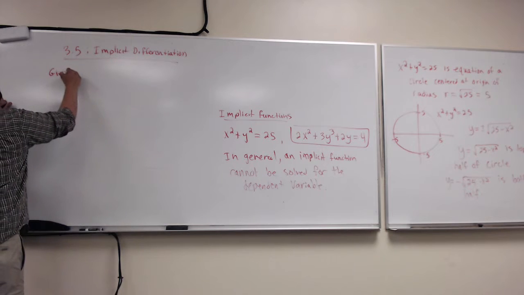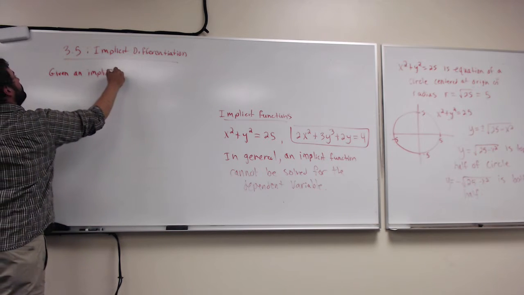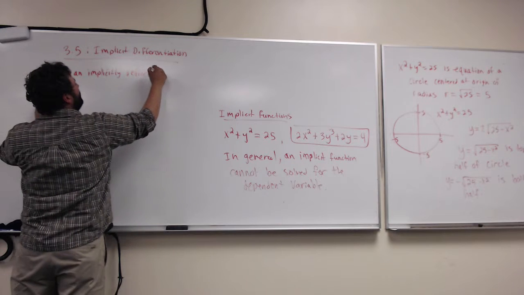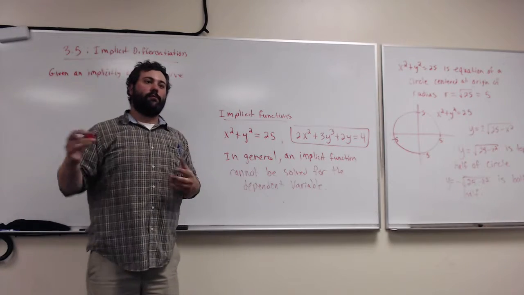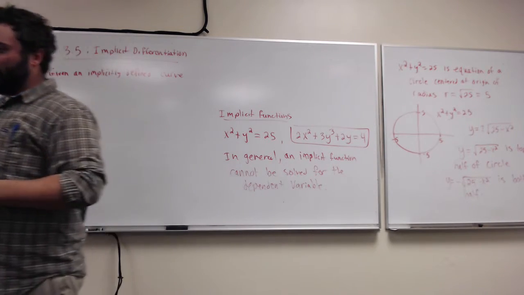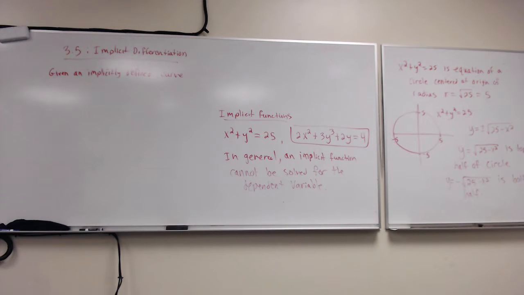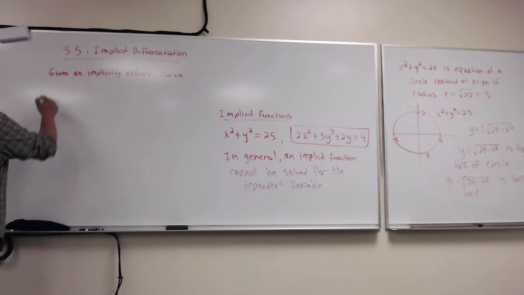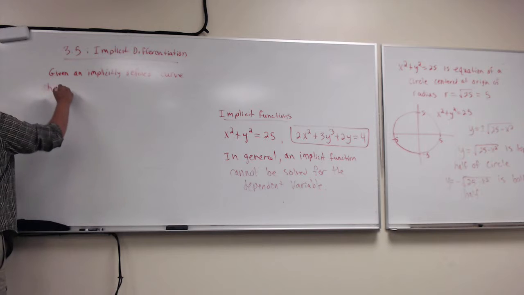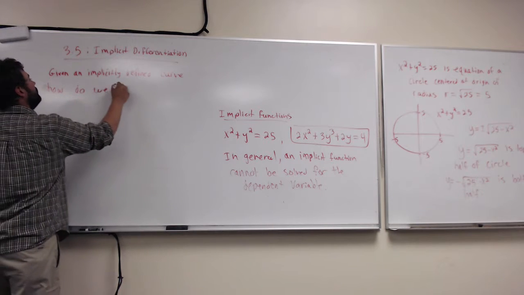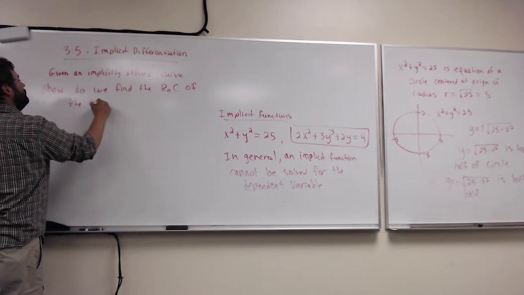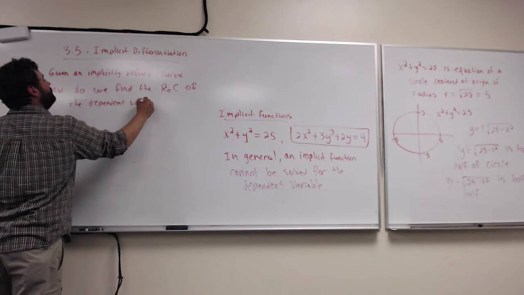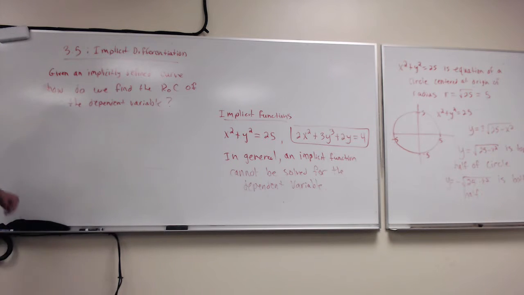So given an implicitly defined function, or I'll just put defined curve. Okay, all the graphs of these things are going to give you some curves. Some of them might be circles, some of them might be ellipses, other ones might just have crazy weird shapes. Okay, who knows what they're going to look like. So given an implicitly defined curve, how do we find the rate of change of the dependent variable? Okay, so that's the question.